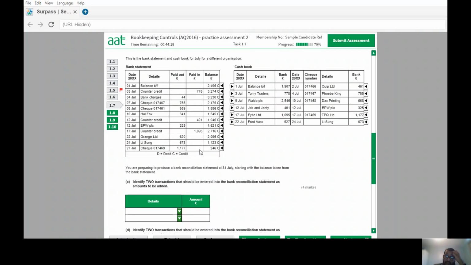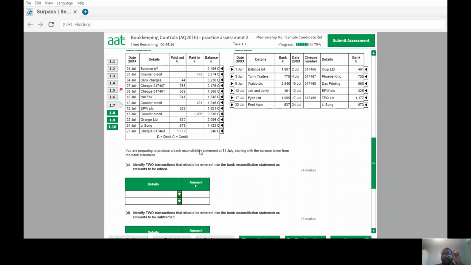So the amounts to be added normally, what? These are the outstanding lodgements, okay? And the one you take away will be your unpresented checks. So let's go through this and find out what transactions were not reconciled.